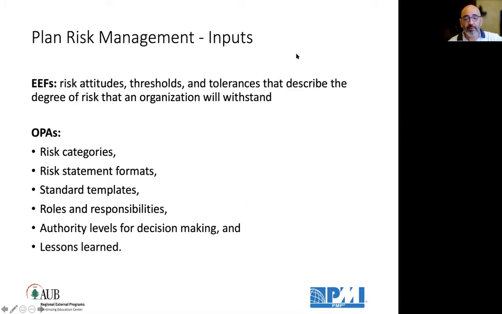EEFs, like the risk attitude in your organization, the thresholds, the tolerance, and OPAs, any risk categories, risk statement formats, standard templates, roles and responsibilities, authority levels, and lessons learned.